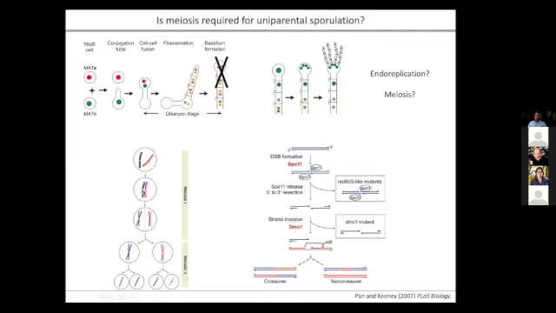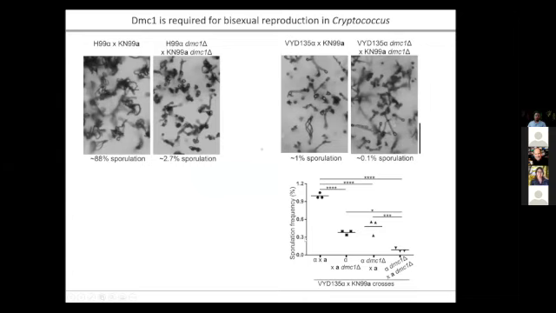And so in our case, we deleted DMC1. If you look at a wild type scenario, you have nice spore chains forming. If you delete DMC1 in both the parents, there's still a small percent of basidia that bypasses the requirement that forms these spores, but the majority of them are basically bald basidia.